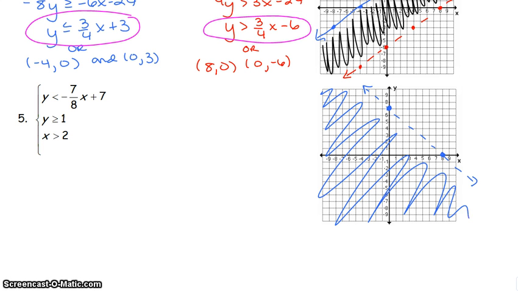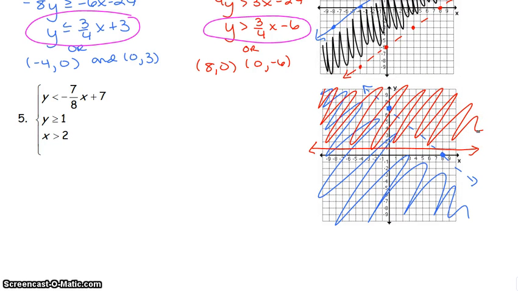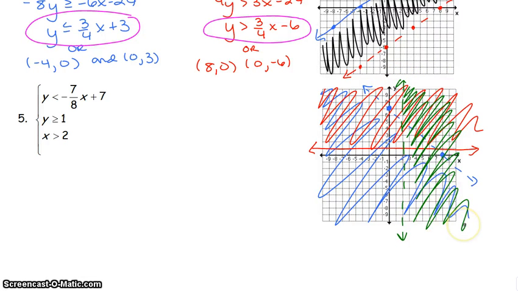Our second line, we've got y is greater than or equal to 1. That's a solid horizontal line at 1. And because we want it to be greater than or equal to, we would be graphing everything above that line. And last, we have x is greater than 2. That's a vertical line at 2, and that is going to be a dashed line. And if it's greater than, we are going to be graphing everything to the right.